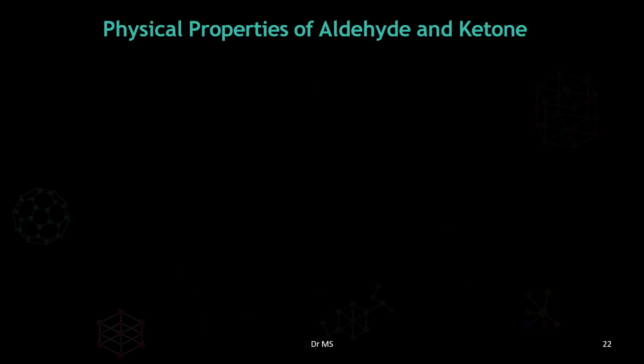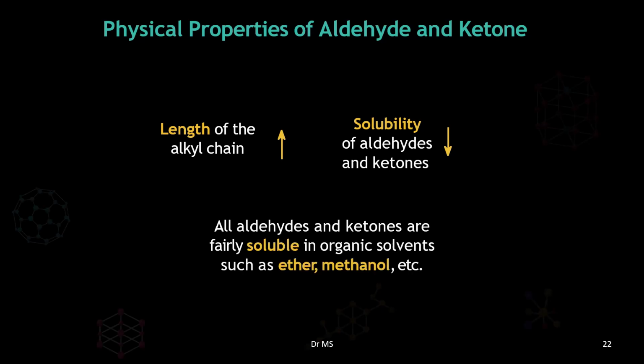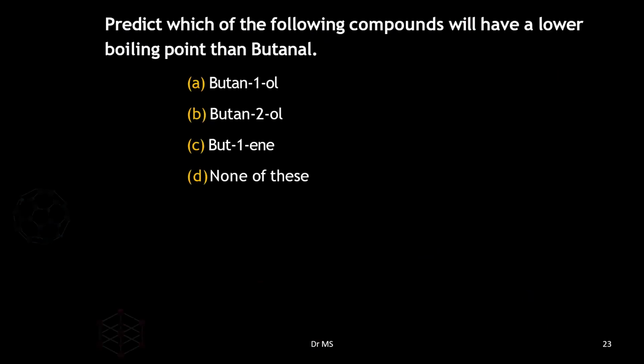Next one, if you increase the length of the alkyl chain, the solubility will decrease. All aldehydes and ketones are very soluble in organic solvents such as ether and methanol, that means non-polar solvents. Okay, so next one. Predict the following. Shall we stop here or continue?